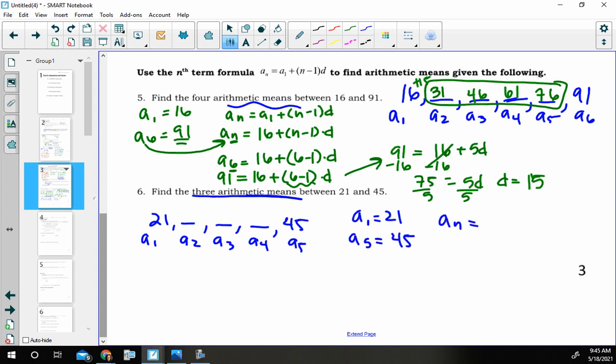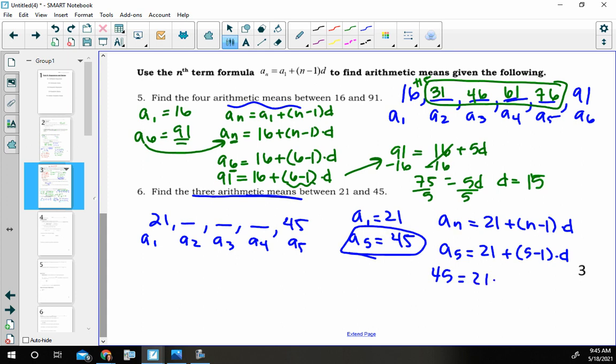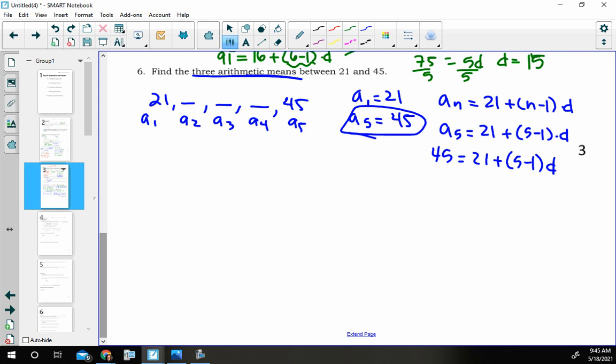So a sub n is equal to, I plug in my first term. I'm now going to use this one and plug it in. So a sub 5 is equal to 21 plus 5 minus 1 times d, and a sub 5 also represents 45. Now I'm going to simplify. So 45 is equal to 21 plus 4d. Subtract 21, divide by 4, and I get my distance is 6.